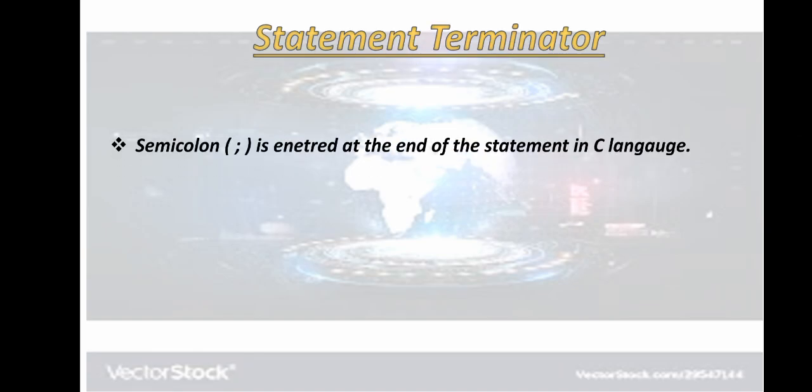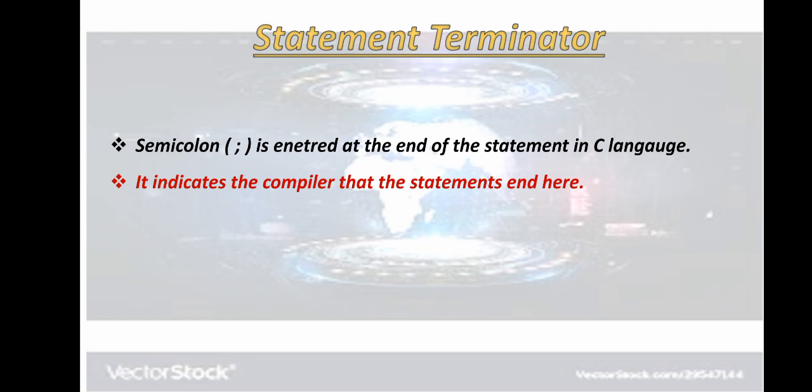What is a statement terminator? A semicolon is entered at the end of a statement in the C language, like you have seen in the programs, that every statement has a semicolon at the end. It indicates to the compiler that the statement ends here.